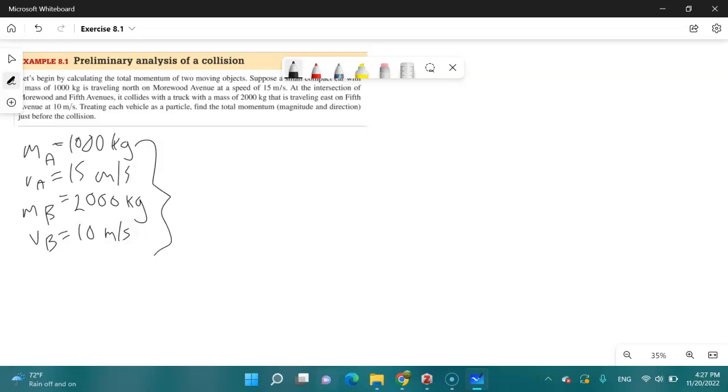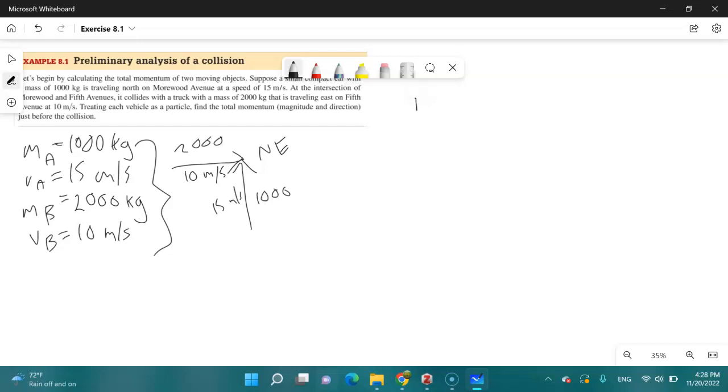So here we can try to draw out the problem. We know that the car is going upwards and the truck is going towards the east. So we have a vector going northeast, and then we do know that this one's 2,000, just to keep in track. So it's 1,000, and the 1,000 is going 15 meters per second, while the 2,000 vehicle is going 10 meters per second. So now the first thing we're going to do is try to find the x and y components of both of these vehicles.